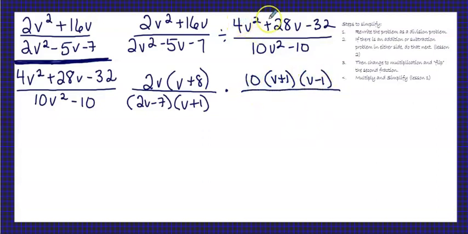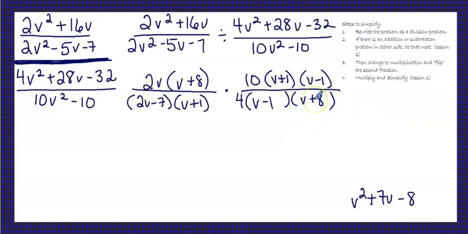And then this one, I can take out a 4. And what I would be left with, I'll write it over here, I would have v squared plus 7v minus 8. So I'm going to go ahead and factor this into 2 binomials. So I took out the 4, I have this left over, and when I factor that into 2 binomials, I have v minus 1 and v plus 8.